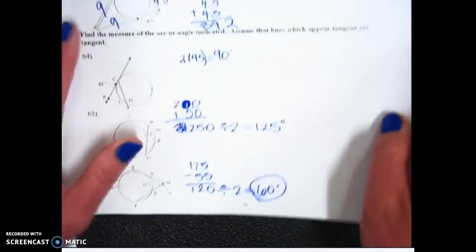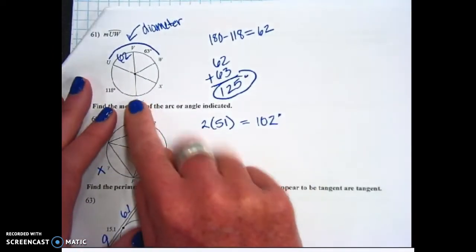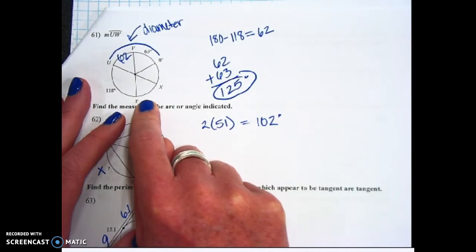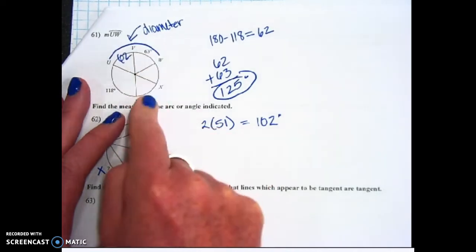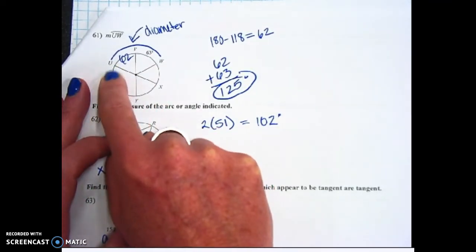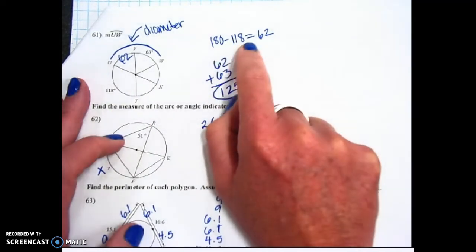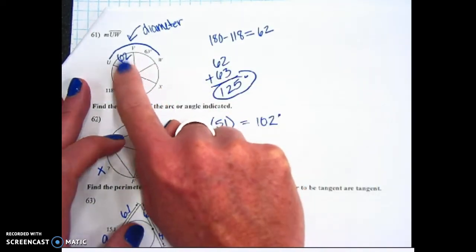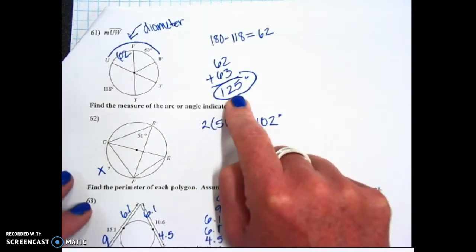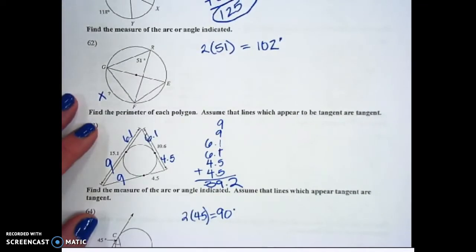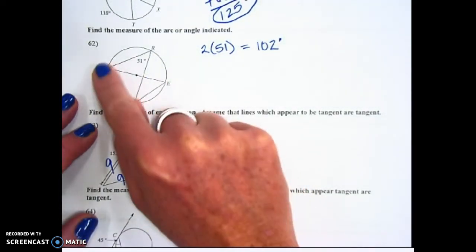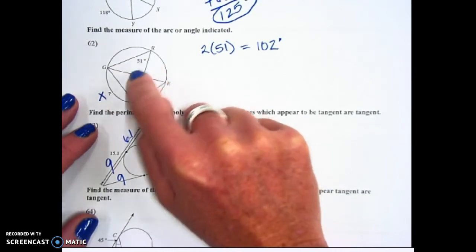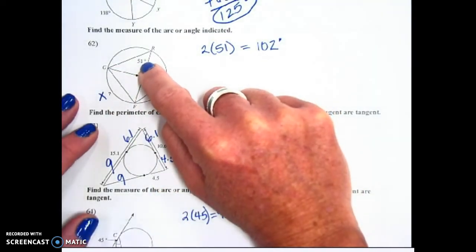All right. Turn to the top of page 10. Number 61, this is the diameter, making it 180 degrees on this side or this side. So if this arc is 118, I subtracted it from 180, got 62, added the 62 and the 63 to get 125. Number 62, find the measure of the arc or the angle indicated. So this arc right here is connected to this inscribed angle of 51 degrees, so I doubled it.